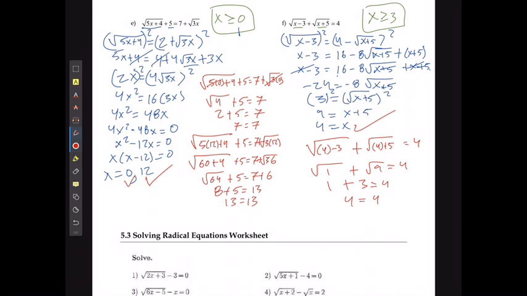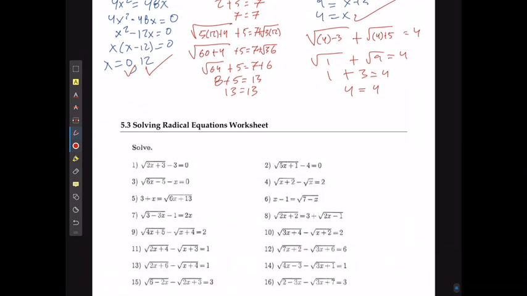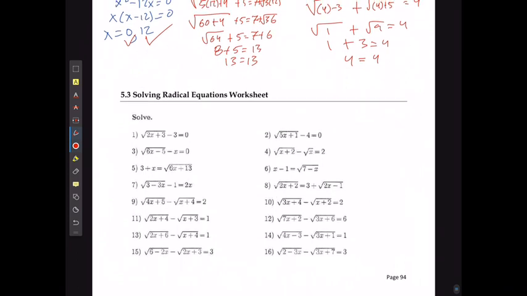All right, that is it. There is some extra practice here, and like with the other case, I will be posting what the solutions are for these if you want to double check and see if you got it correct. Okay, that is it.